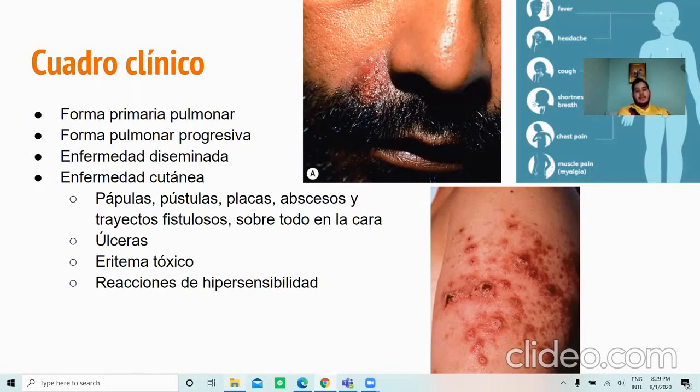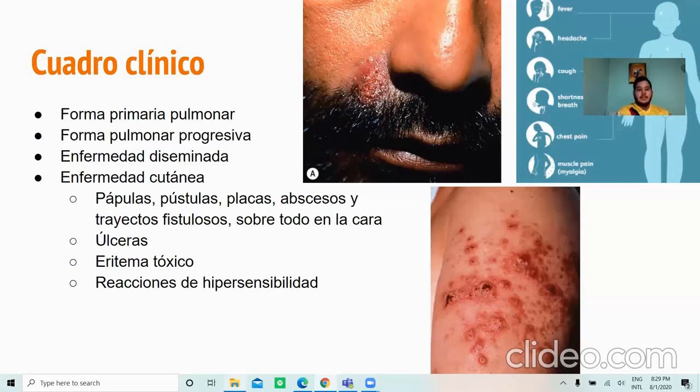Then you could see the progressive pulmonary form. It's more drastic in diabetics and immunocompromised persons. Symptoms do not resolve in 2 weeks or in 4 weeks. It presents as cavitary or nodular lesions, pulmonary cavity disease with fibrosis, and you could see miliary pulmonary disease.